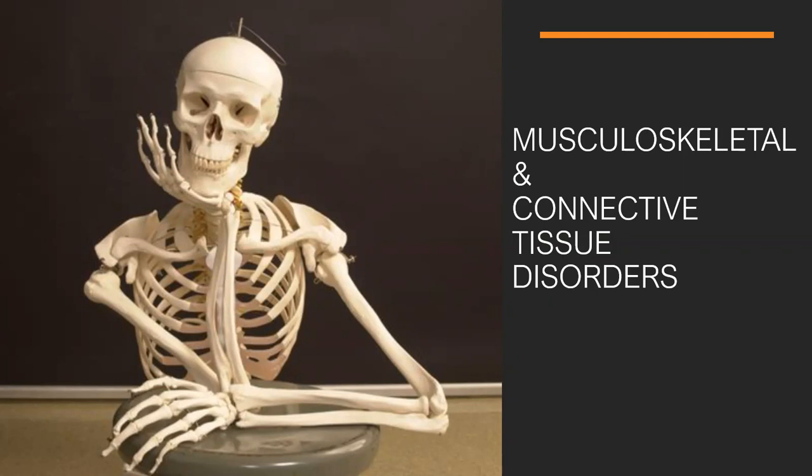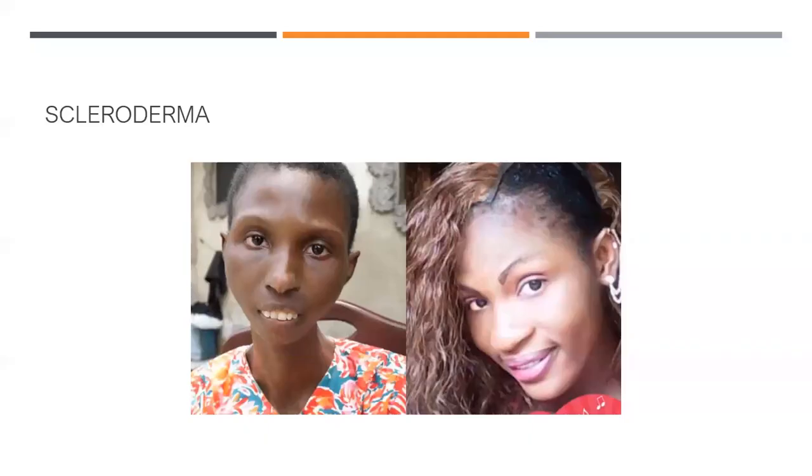One of the first ones that we're going to talk about is called scleroderma. Within the condition of scleroderma, the skin tightens to the point that it is very difficult for the patient to be able to eat appropriately. This is a picture. The picture on the left is of this young woman with scleroderma, and the picture on the right is of the same young woman before scleroderma started hardening her skin.